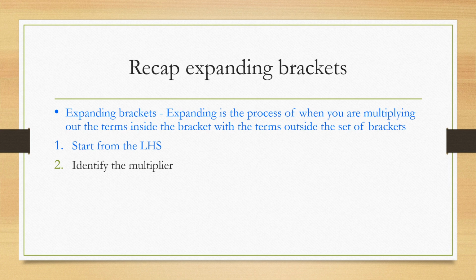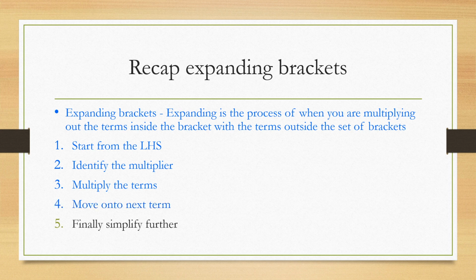And the multiplier, as you can remember from my last video, is not separated out by an addition sign, subtraction sign, or a division sign. So once you've identified the multiplier, the third step is to multiply the terms with the multiplier. Once you've multiplied the first term, you move to the second term. Once you've multiplied the second term by the multiplier, you move to the third, fourth, and fifth, and so on and so forth.